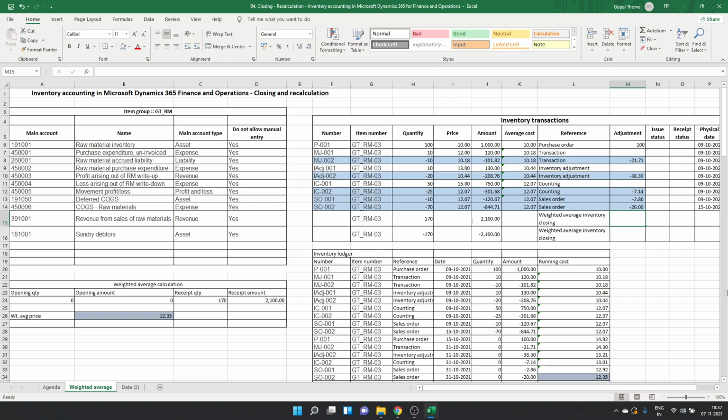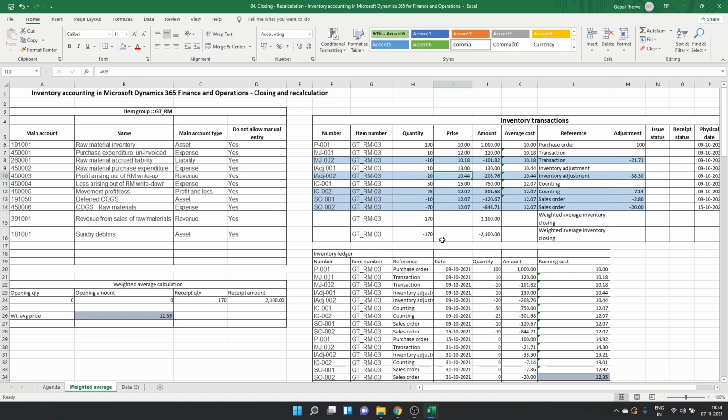Now if you see this positive and negative quantity and amount is equal to all my receipt transactions, that is 170. Ultimately it becomes zero, so this will not make any difference. If I sum this up, my closing stock will remain 35.